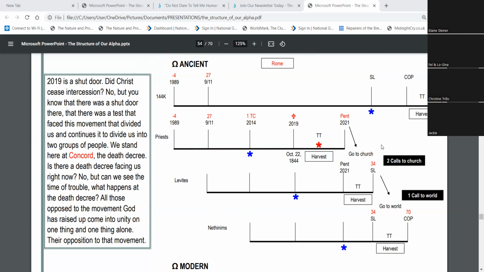We stand here at Concord, the death decree. Is there a death decree facing us now, right now? No, but we can see the time of trouble. What happens at the death decree? All those opposed to the movement of God are raised up, coming to unity on one thing and one thing alone, and it's their opposition to that movement.